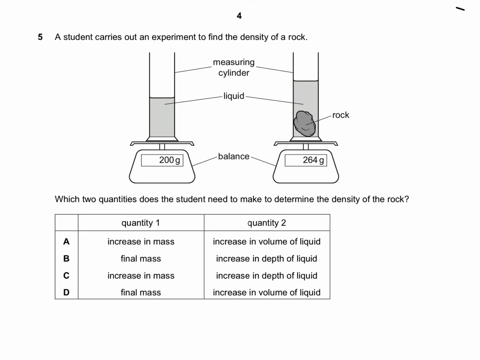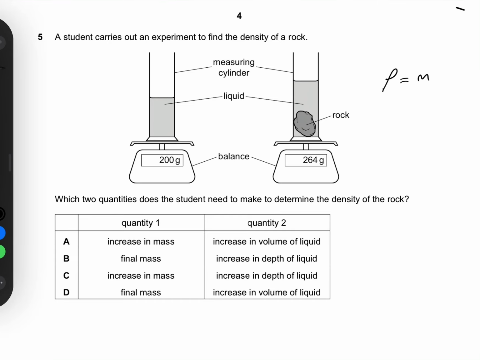Question number 5, it says, a student carries out an experiment to find the density of a rock. Which two quantities does the student need to measure to determine the density of the rock? We know that the density of an object depends on two things. Density, which is d, or rho, is simply mass over volume. So which two quantities does the student need to measure to determine the density?